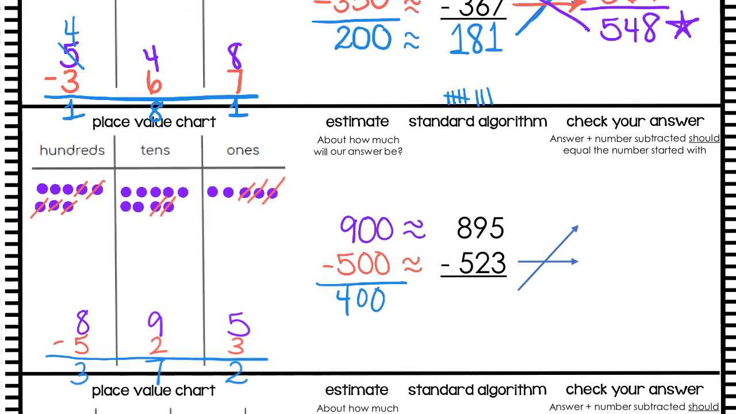Now in this problem, we didn't regroup at all. I just want to remind you that in subtraction, not every time do we regroup, but often we do. So let's move over to standard algorithm. We have in our ones place, 5 minus 3 is 2. In our tens place, 9 minus 2 is 7. And in our hundreds place, 8 minus 5, 5, 6, 7, 8, that's 3.